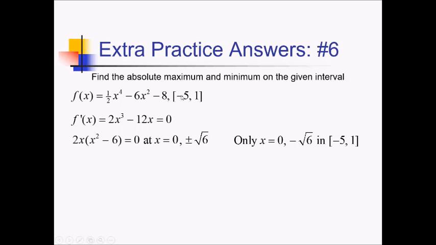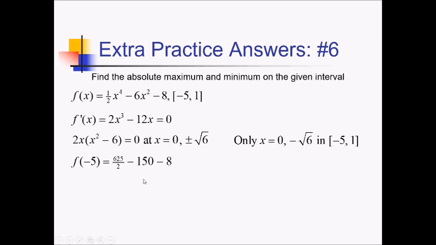let's start by doing f of negative 5, which is going to be all sorts of fun here. So negative 5 to the 4th, that's 625 over 2, because we had the 1/2 out in front. Next, we have, let's see, negative 5 squared is 25. Negative 6 times that is negative 150. And finally, we have that negative 8.